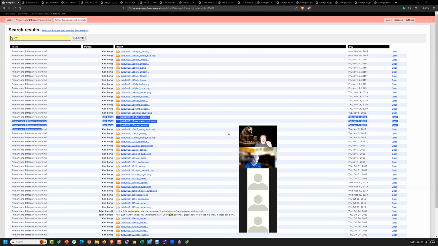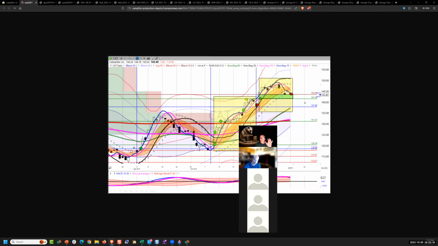Like this one is, let's see, Quiz 2019 11/18 Caterpillar Swing Exit. So that means on November 18th, 2019, we exited Caterpillar on a swing. Why did we exit right here? And so the answer would be, you could actually say, why did I exit here on this one? And why did I exit here on that one? What's the explanation? So you could figure out that quiz, share it, get feedback.